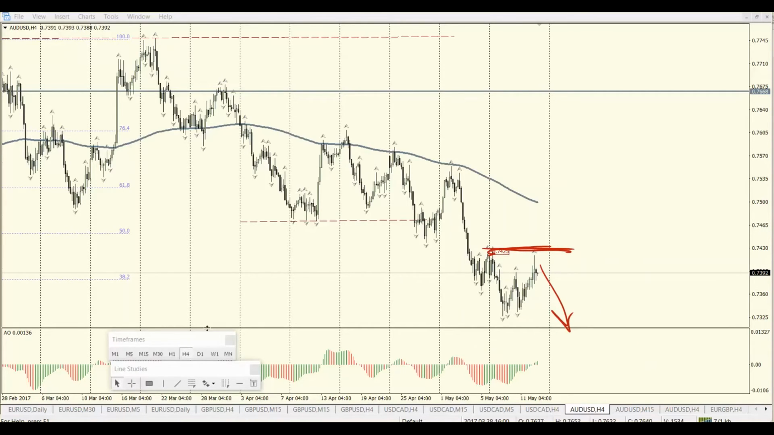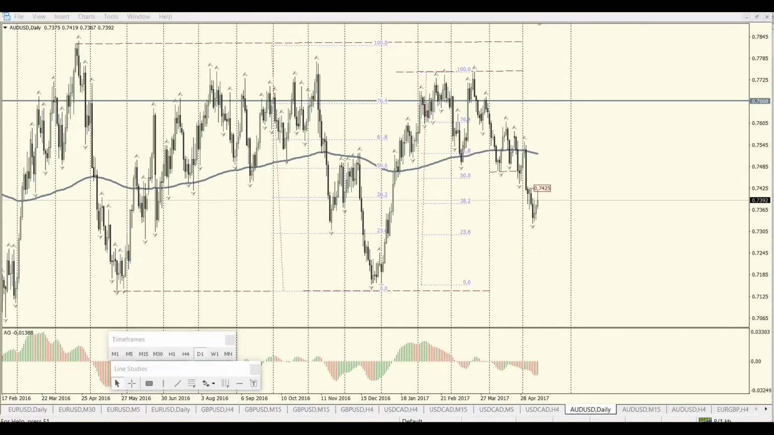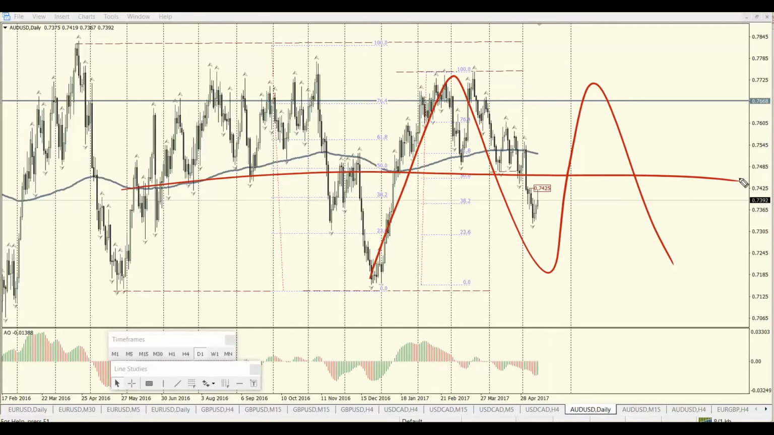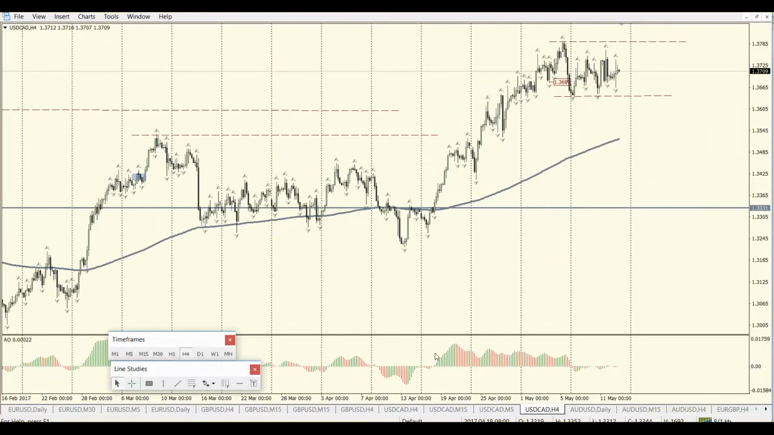As I said, don't forget we are in D1 flat phase, and we are now on the 50-50 level, let's say. So we'll see what will happen in the upcoming week and what will change with this pair. Next pair is Canadian dollar.